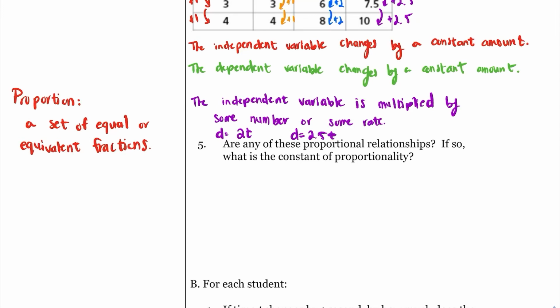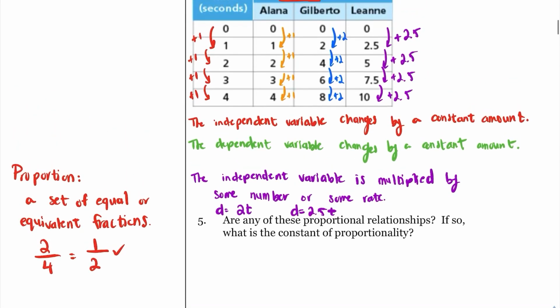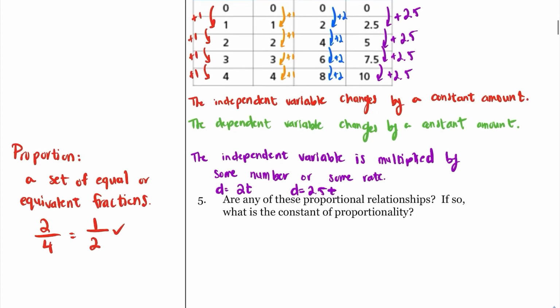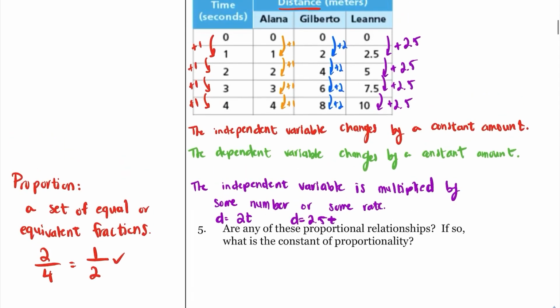Okay, so for example, we say 2/4 is the same as 1/2, right? If these two fractions, or we could even say if these two ratios are equivalent to each other, then we say that they are proportional, okay? So what we're going to do is write a ratio. It doesn't matter, but what you can do is write the independent variable to the dependent variable, okay?